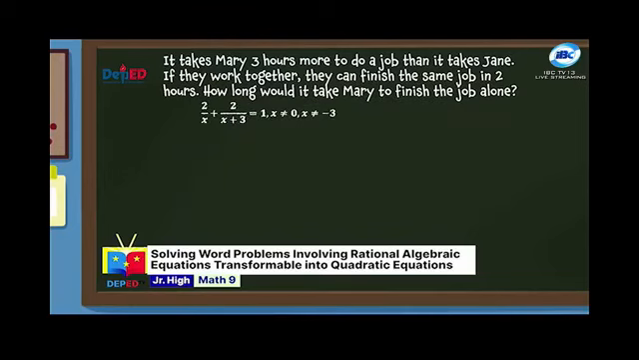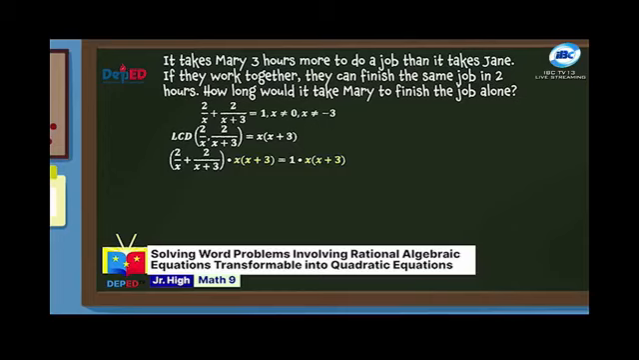So we have the equation 2 over x plus 2 over x plus 3 equals 1, where x can't be 0 because 2 over x will be undefined, nor can it be negative 3 because 2 over x plus 3 will be undefined. Now, we must transform the equation into a quadratic equation. The first step is to identify the LCD of the expressions in the equation. Observe that x and x plus 3 are both prime. Hence, the LCD will be their product.